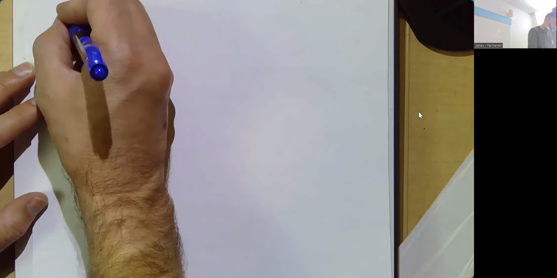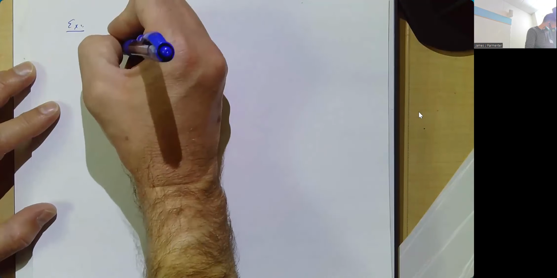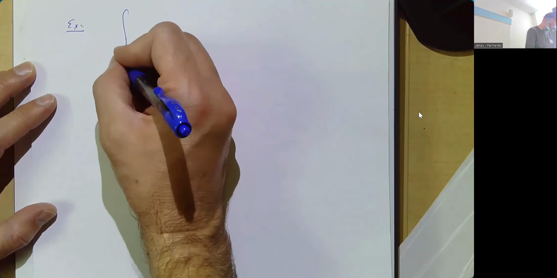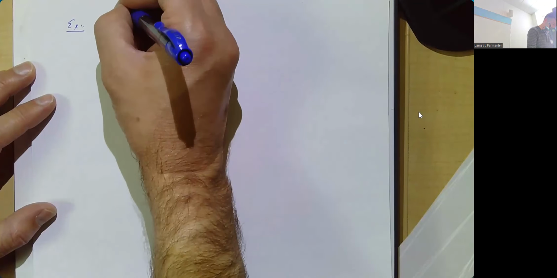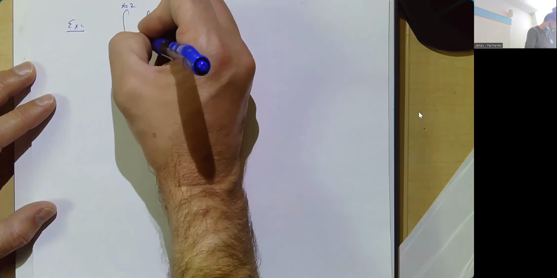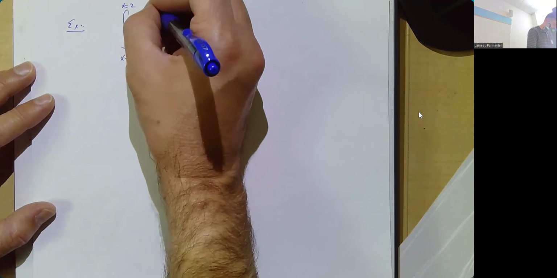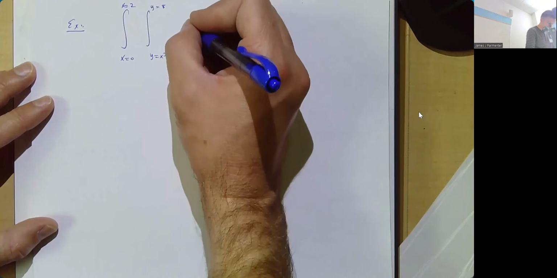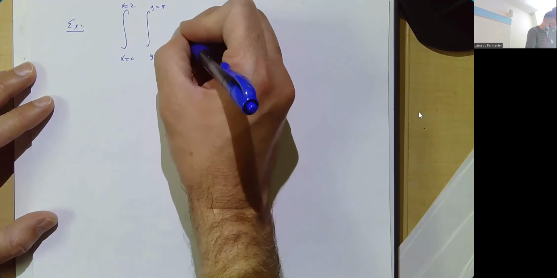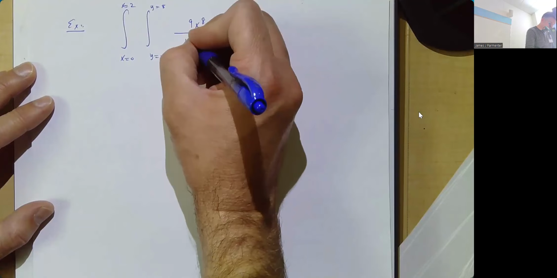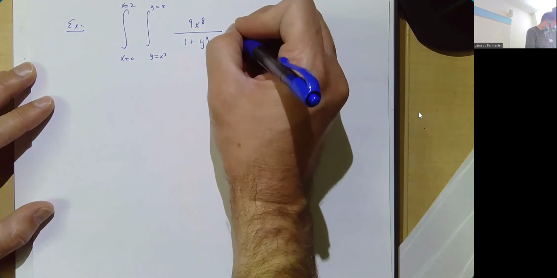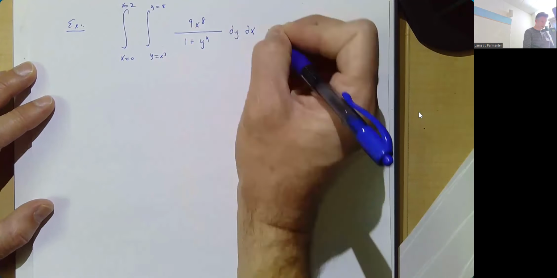And I want both of you to try on your own interchanging the region of integration. So here is the problem we're going to do. We're going to do the integral from x equals 0 to x equals 2, and then from y equals x cubed to y equals 8. And the function that we're going to integrate, which you don't really need to worry about right now, is 9x to the 8th over 1 plus y to the 4th dy dx.